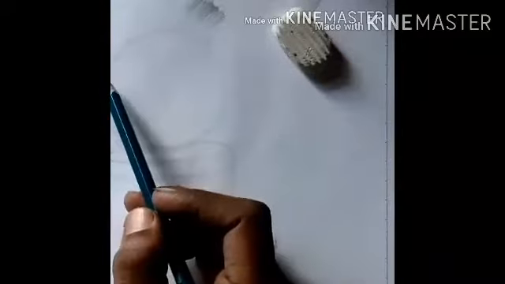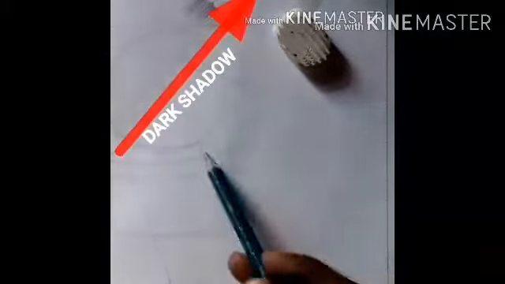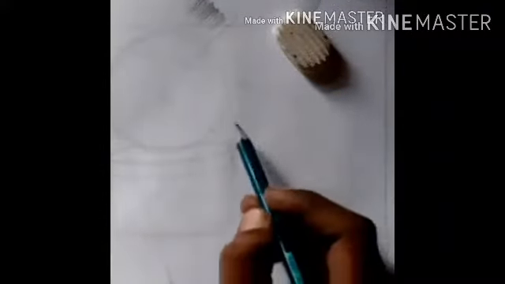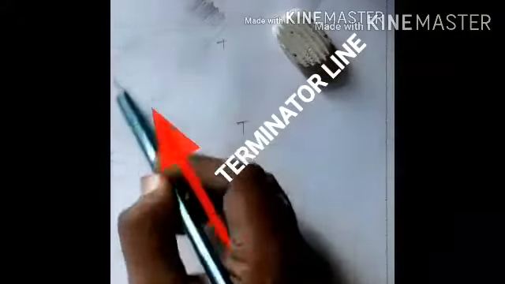Create a value scale according to the light source to understand shading roughly. In this image, the light source is coming from the top left. The area facing the light is the higher value and the area facing away from the light is the shadow side. Both light and dark shadow areas are divided by the terminator line.